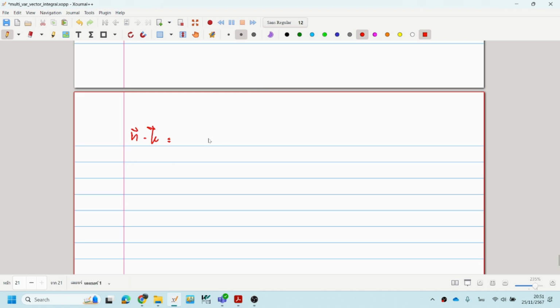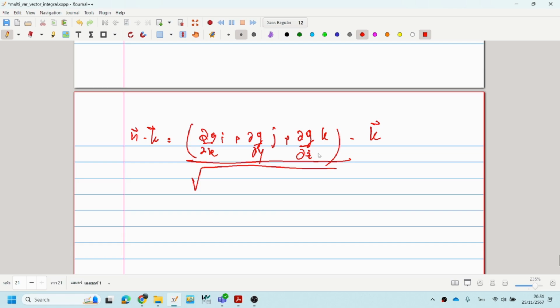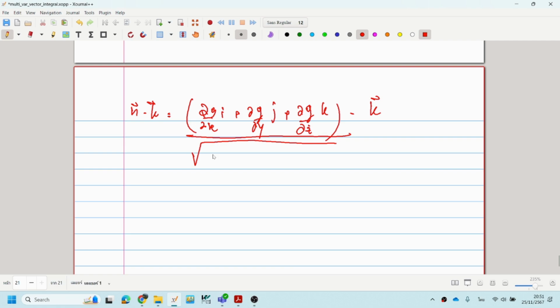n dot k, where n is the vector del g: ∂g/∂x i, ∂g/∂y j, ∂g/∂z k, dotted with k, and divided by the magnitude of del g, which is the square root of (∂g/∂x) squared plus (∂g/∂y) squared plus (∂g/∂z) squared. Right?